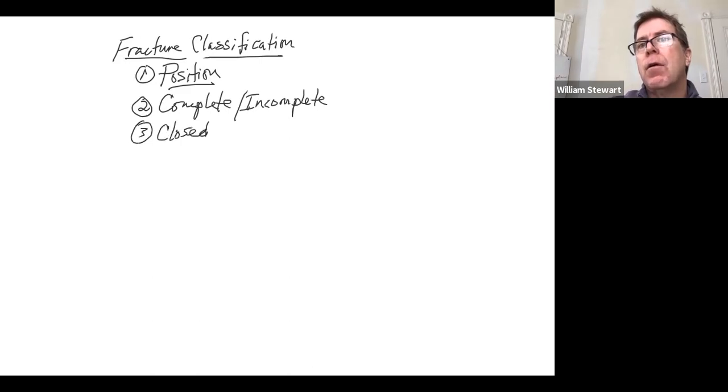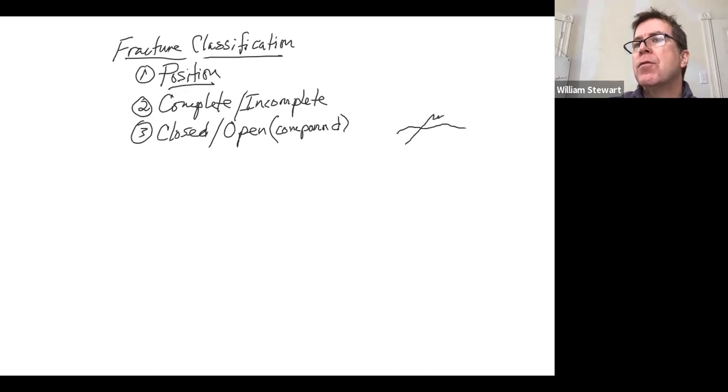And finally, closed or open. That means, have the bone ends broken the surface of the integument, the skin? Open is also known by the word compound. So with an open or compound fracture, this is the surface of the skin, we break a bone underneath, and the bone actually protrudes through and breaks the skin surface. That would be open or compound. Closed would be if the broken ends do not penetrate the surface. Okay.